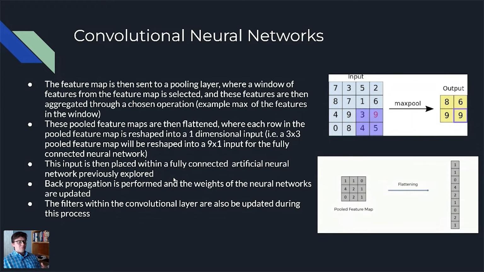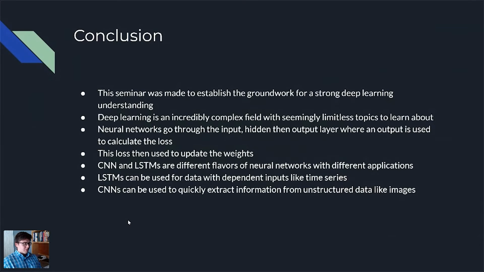Once the pooled features are done, they're sent to the flattening layer, which essentially takes this two-dimensional array and turns it into a one-dimensional array, and then placed in a fully connected artificial neural network. From here, you can just refer back to earlier in the slide to where it goes, and essentially it just moves through that vanilla neural network like it's just a regular input, and then back propagation for each of the weights ensues, and even the filters are updated within the convolutional neural network.